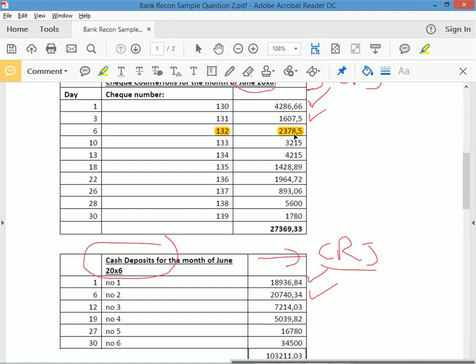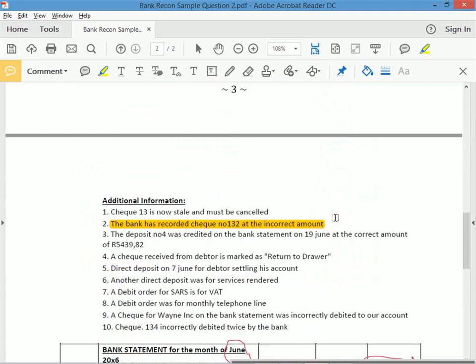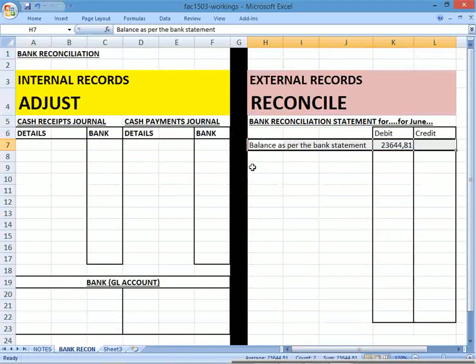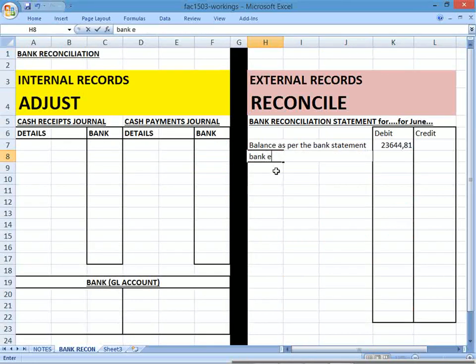So I'm not going to do anything here. All I'm going to do is fix what the bank had, which was incorrect. So must the amount go up or down? Well, this is the correct amount, 2378.50. What did the bank show? 2177.50. Okay, so is the bank going to have to process more or less? They're going to have to process more. Good. So this will be a bank error. The bank is going to have to process more.